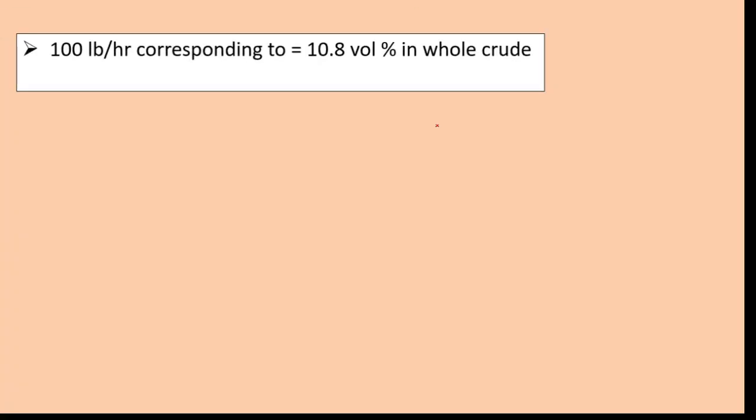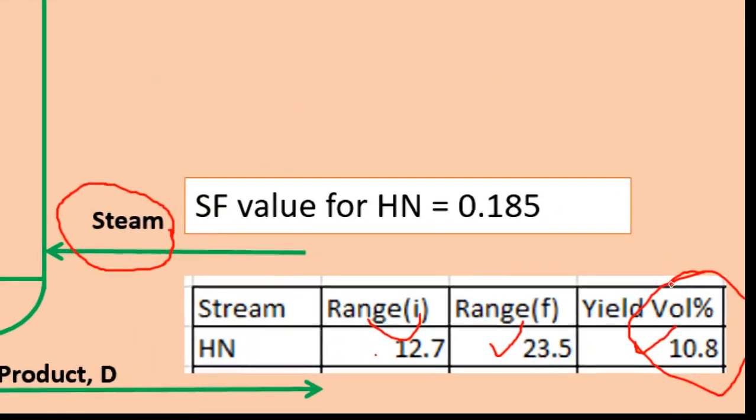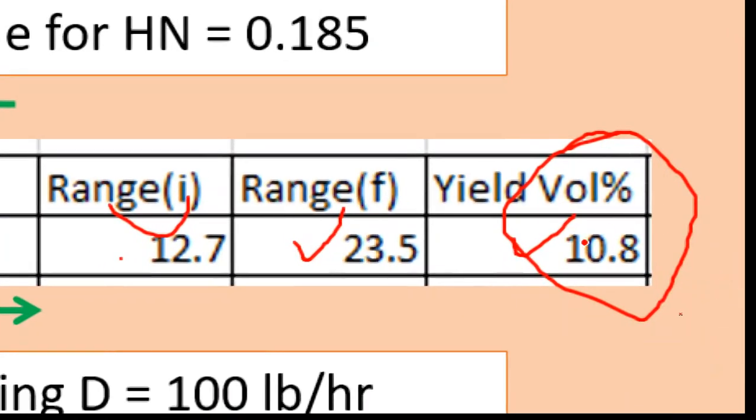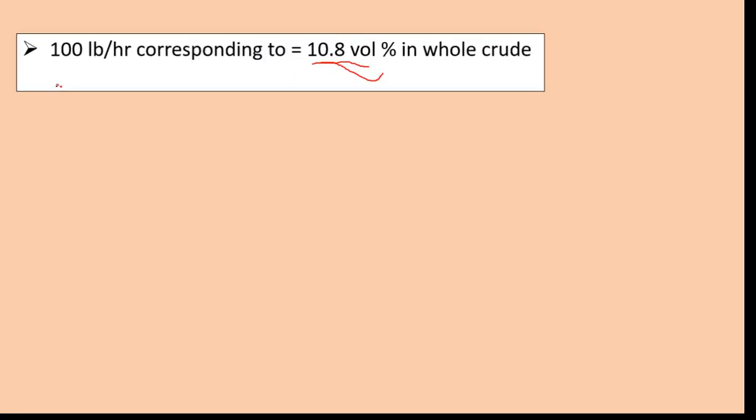Okay, now come to the next step, how to find the range of all these. This is one correlation, a simple basic concept: if 100 pounds per hour of material from the crude oil represents 10.8 volume percent, that is the yield. Say the naphtha yield is 10.8 volume percent. So the yield is given here basically. So if the naphtha volume is 10.8 volume percent, that is what I am showing you here. So we have taken 100 pounds per hour of this yield.